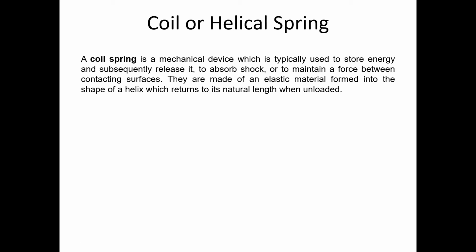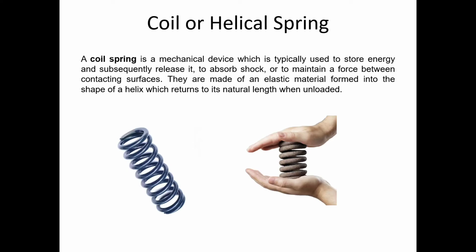Now let's have a look at the following example. Consider you have a helical spring and you compress it by using your two hands. Now due to the compression force, the height of the spring gets reduced. Now if you release your upper hand from the top of it, this spring will come to its original position. That means whenever you release the pressure from it, it will regain its original shape and size. So this is how a coil spring works.